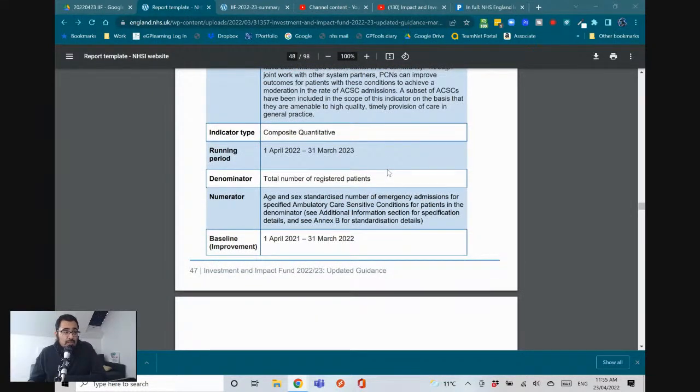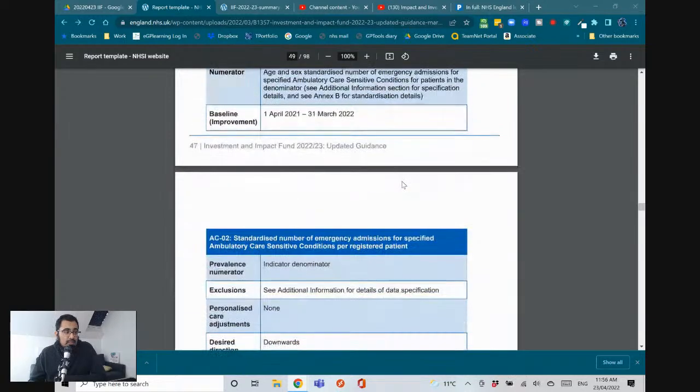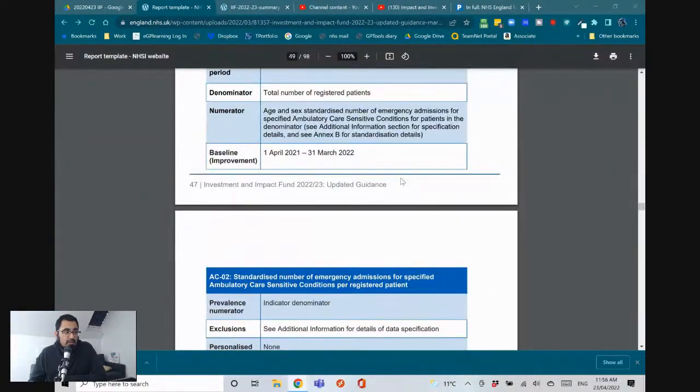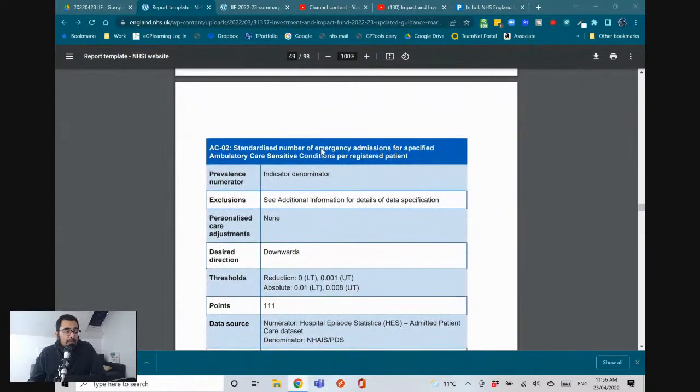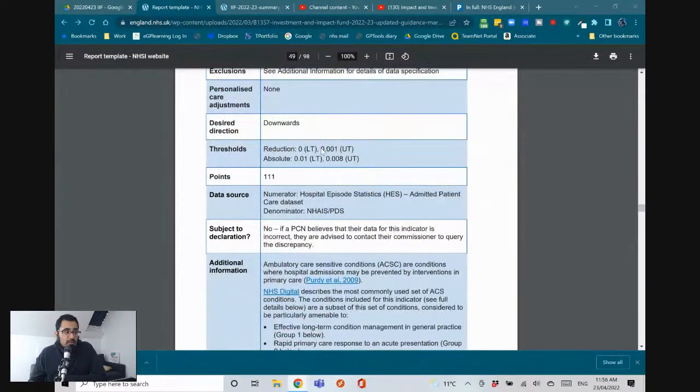This is for this financial year in totality. The denominator is your total number of registered patients, so your total PCN population. The numerator is the age and sex standardized number of emergency admissions for specific ambulatory care sensitive conditions for the patients, and it comes to that in more detail. It's using baseline data from the previous financial year, so 1st of April 21 to the 31st of March 22. In terms of where you get the data from, we'll come to that in a second. It's a downwards trend reduction aimed at 0% lower threshold, 0.0001% upper threshold, and absolute elements is 0.01% and 0.008 upper threshold.